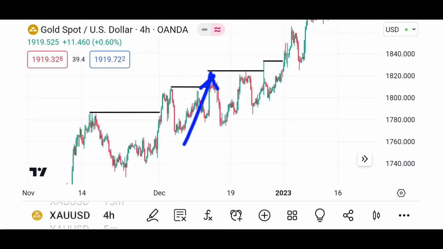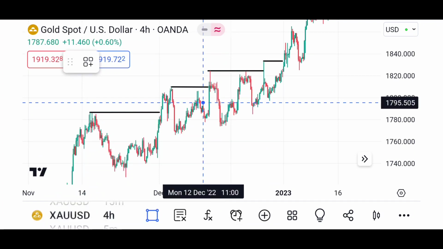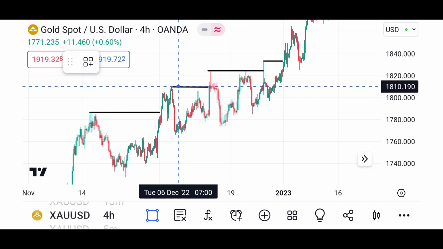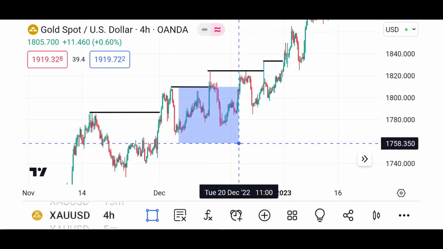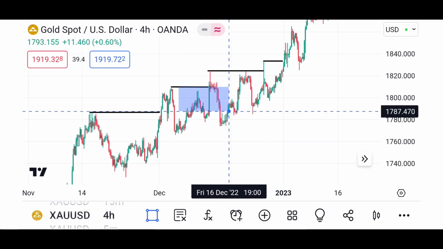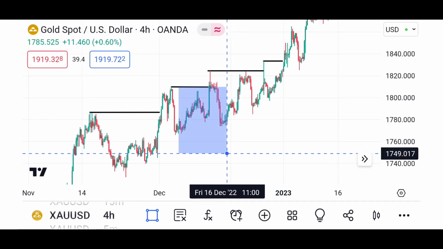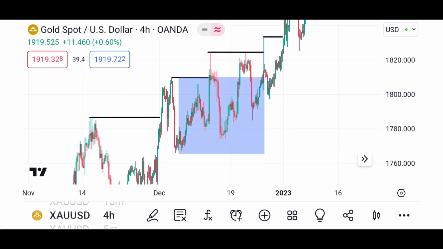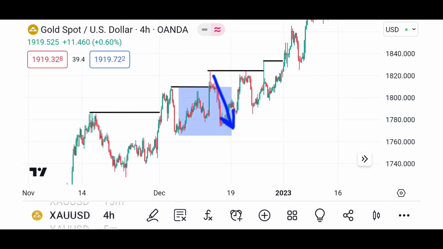Now, after it created this impulsive wave to cause the next break of structure, where is our trading range? Our trading range is from the break of structure to our higher low. And as you can see, the market made a deep pullback into our trading range.